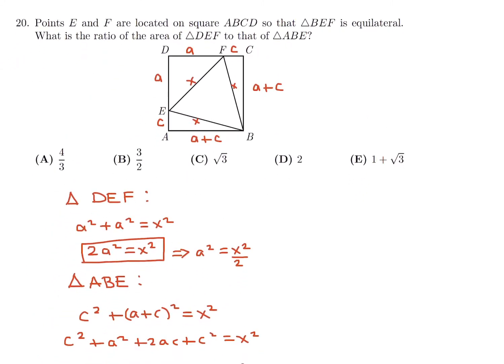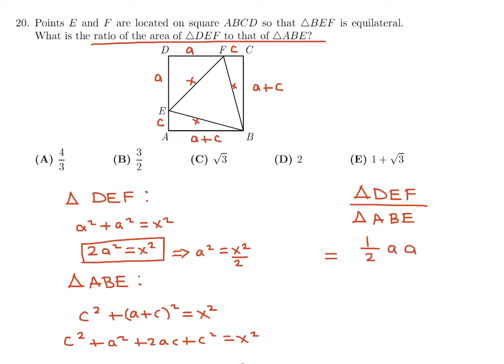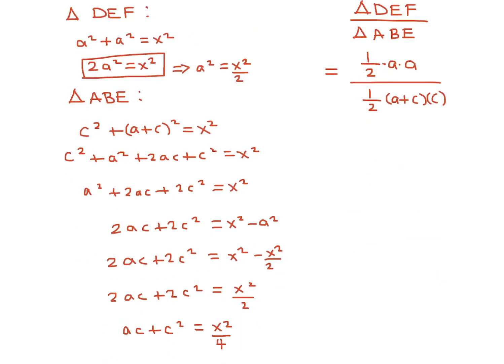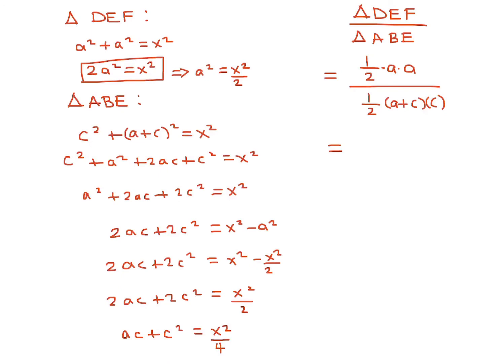Now let's go back and look at what they want. Ratio of the area of DEF to the area of ABE. All right, so DEF would be 1/2 base times height. The base is A, the height is A. And then ABE is 1/2 base, which is A plus C, times the height, which is C, like that. Okay, let's see what we get. The halves cancel, so I got a squared over ac plus c squared.